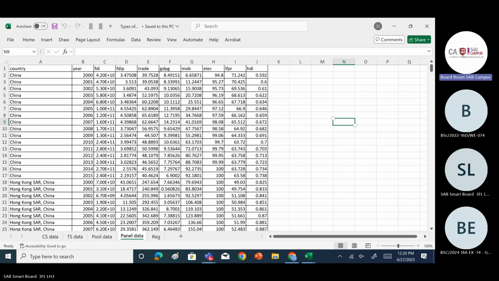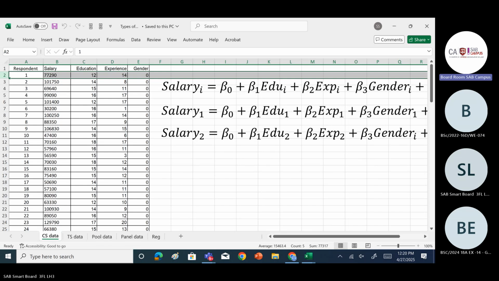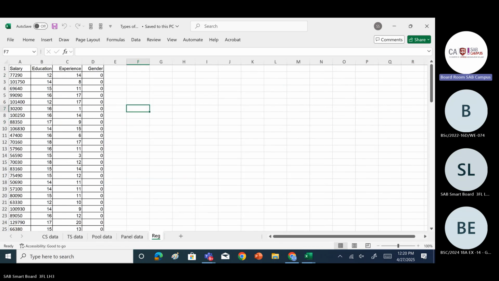Definitely, we will be learning about panel regression in depth next year or next semester. But for the moment, we will just identify how we can run a simple regression with the given data. So I will run the regression analysis for the cross-sectional data set. For both the cross-sectional data set and the panel data, we have the chance to go with the regression analysis.